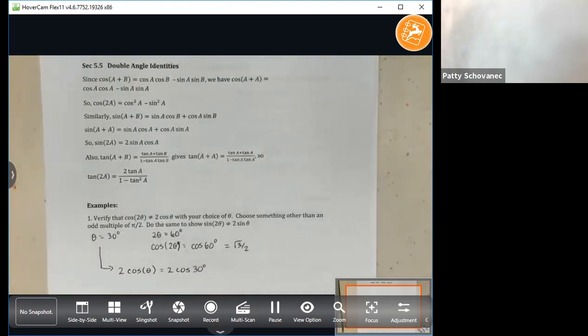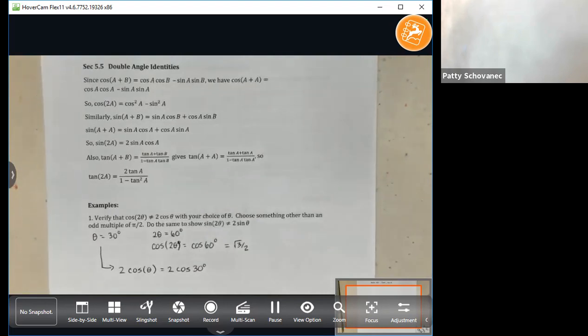30 degrees is the same as pi over 6. I just got those backwards, didn't I? 60 degrees is pi over 3. Cosine of pi over 3 is a half. So I screwed this one up. That's a half.